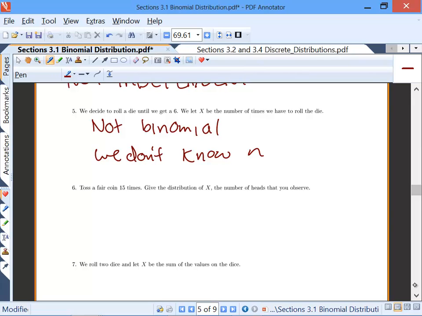You might get a question that's worded slightly more like this. Toss a fair coin 15 times. Give the distribution of x, which is the number of heads you observe. So this is just asking, well, can you tell me if it's binomial or not? And if it is, what is n and p? Okay, so what do you think about this one? Okay, let's go through our checklist. Do we know n? N equals 15. What are my two classifications? Heads or not heads?